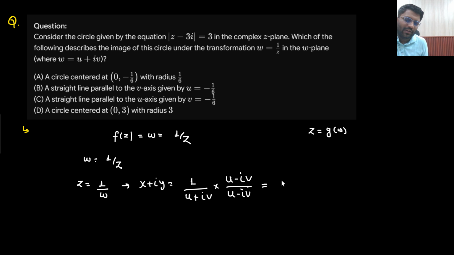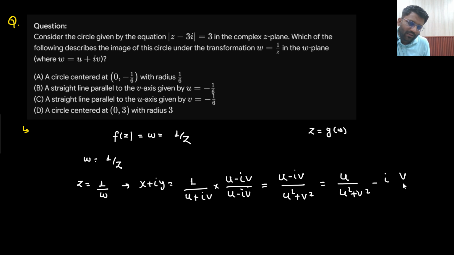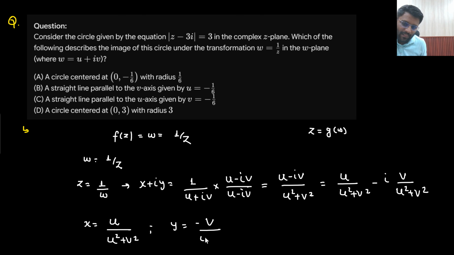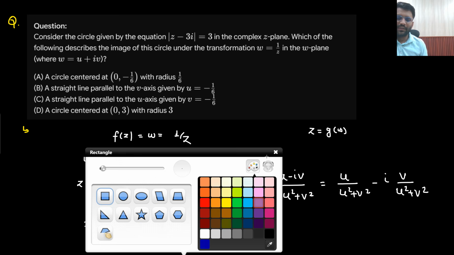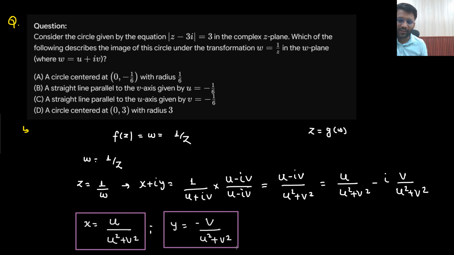On the upper side I will get u minus iota v. On the downward side what will I get? u plus iota v multiplied with u minus iota v. This I have already told. It will be u square plus v square. So if you separate, what are you getting? u divided by u square plus v square minus iota v divided by u square plus v square. So from here if you compare, x is coming out to be u divided by u square plus v square and y is coming out to be minus v divided by u square plus v square. Okay, this is your x, this is your y.